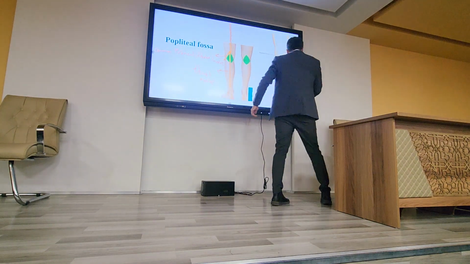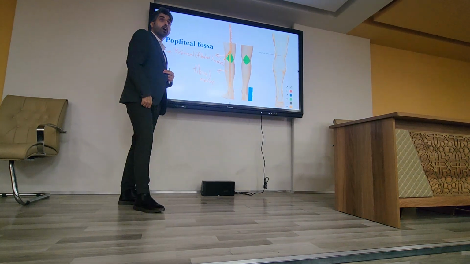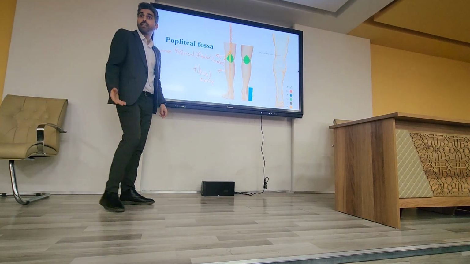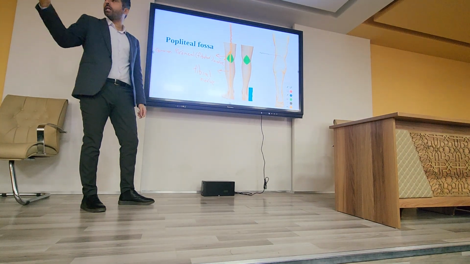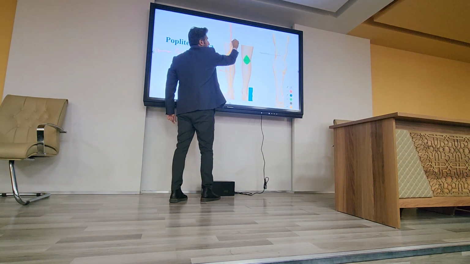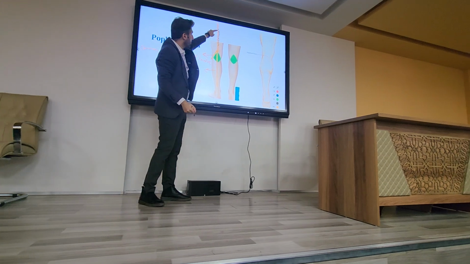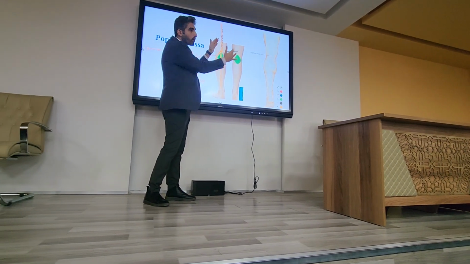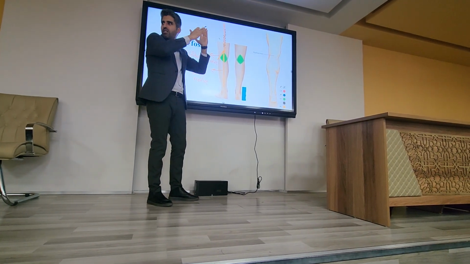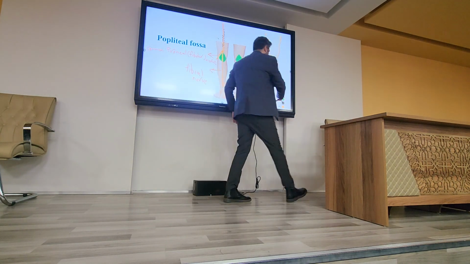But I told you, in the posterior side of the thigh, the hamstring muscles receive the sciatic nerve tibial part. What does it mean? It means the sciatic nerve, this part is the sciatic nerve tibial part. This part is the sciatic nerve fibular part. It means medial and lateral. Tibial part, medial side; fibular part, lateral side. But the sciatic nerve is one nerve.